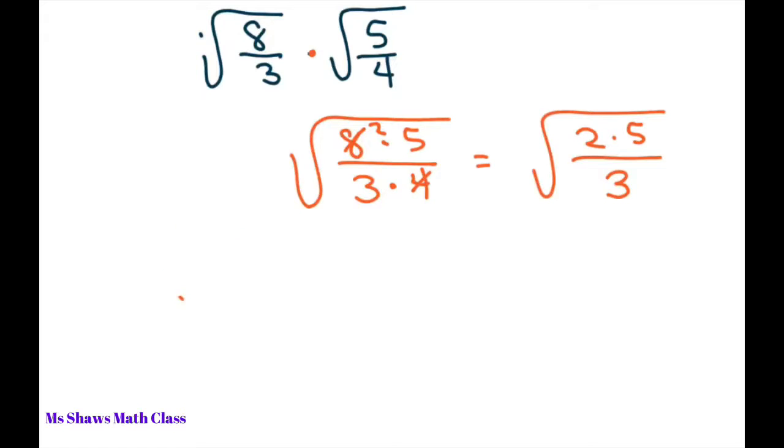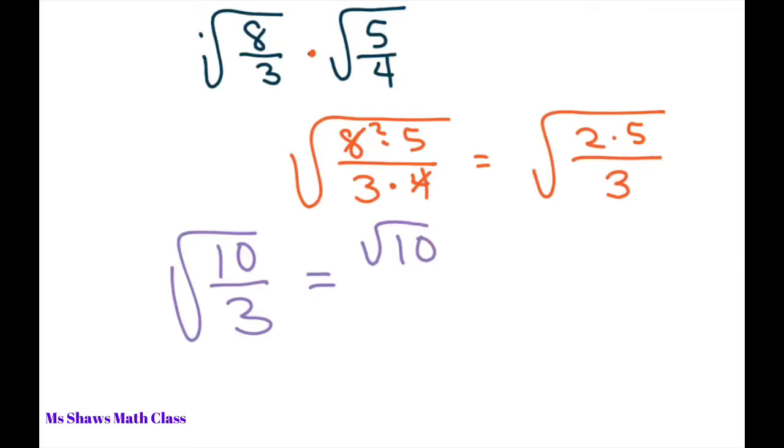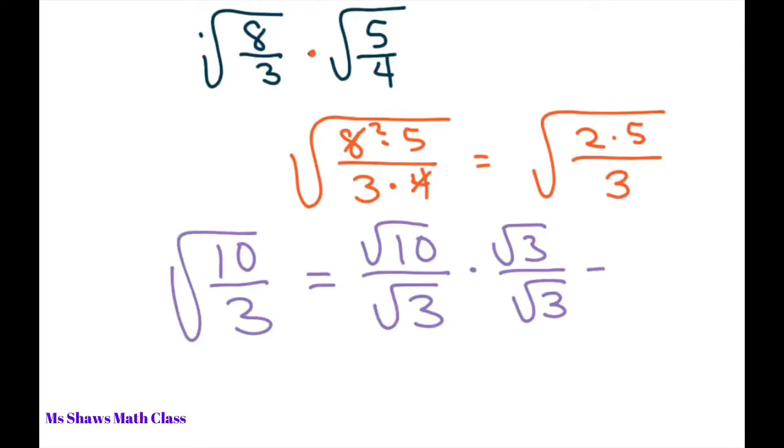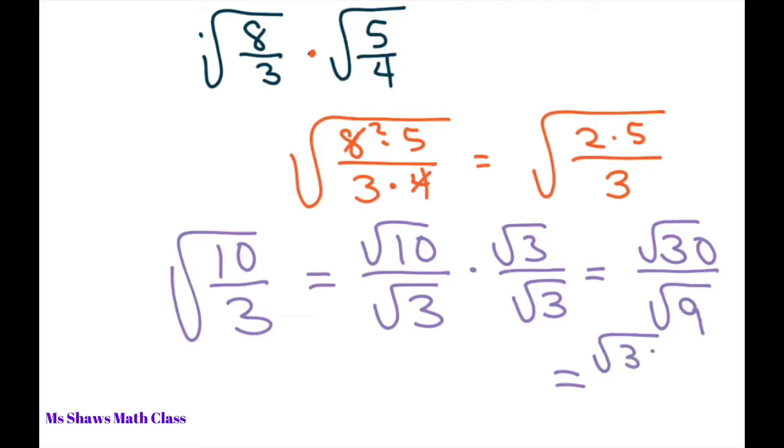Let's write it the long way. So we have square root of 10 divided by 3, which you can write as square root of 10 divided by square root of 3. Now you can't have a radical in the denominator, so if you multiply this by 1, you're not changing it. Anything you multiply by 1 stays the same. But our 1 is going to happen to be square root of 3 divided by square root of 3. That's going to get rid of the radical in the denominator. So basically what you have is square root of 30 divided by square root of 9, which equals square root of 30 divided by 3.